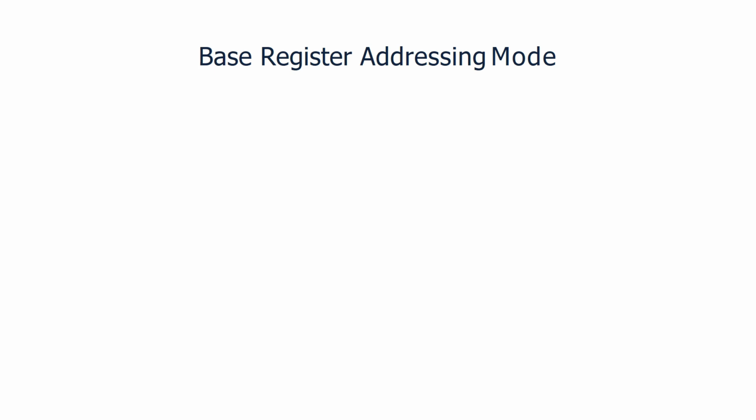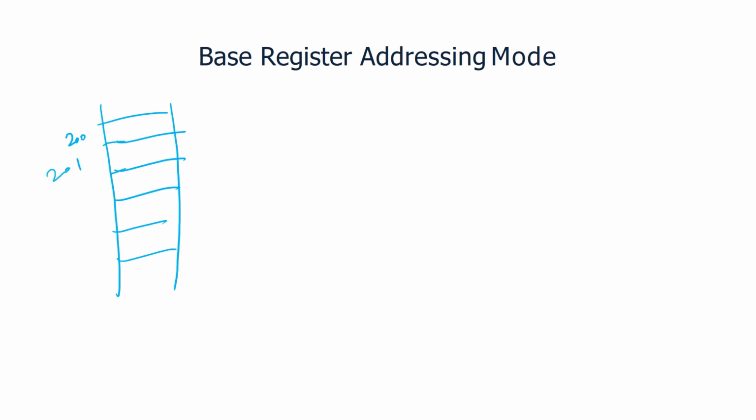Now suppose we have a program at location 200. The program starts, and at 201 we have a statement BR 250. This branching will take us somewhere here.